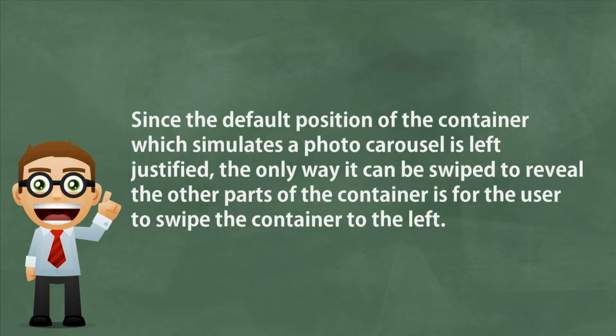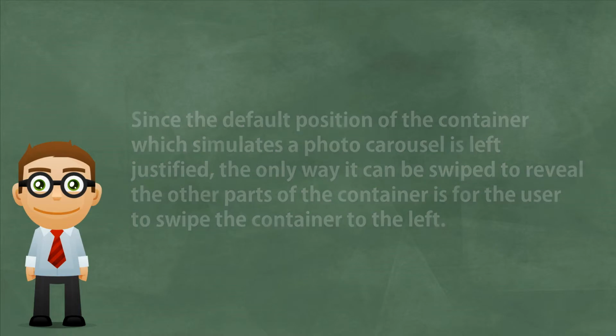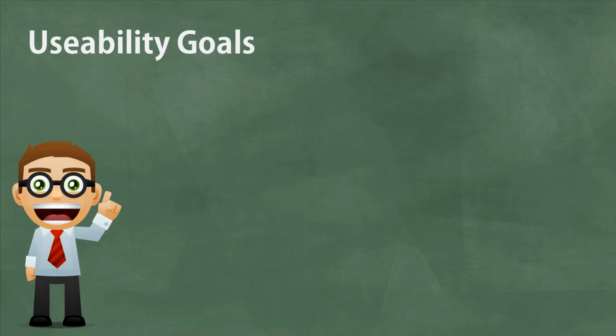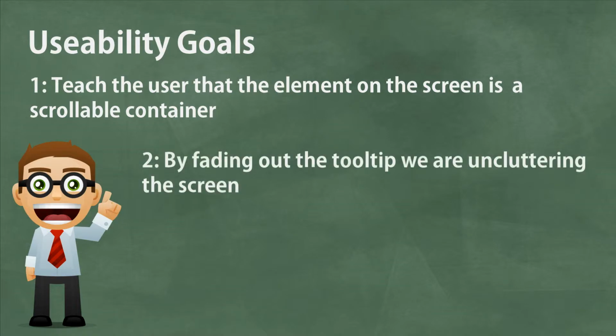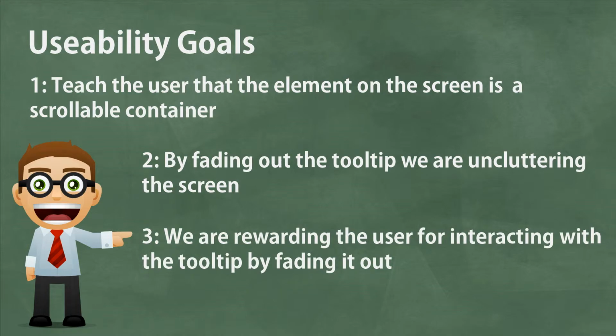Since the default position of the container, which simulates a photo carousel, is left justified, the only way it can be swiped to reveal the other parts of the container is for the user to swipe the container to the left. From the point of view of an app developer who wants to make a great user experience, our usability goals are the following. 1. Teach the user that the element on the screen is a scrollable container. 2. By fading out the tooltip, we are uncluttering the screen. And 3. We are rewarding the user for interacting with the tooltip by fading it out.